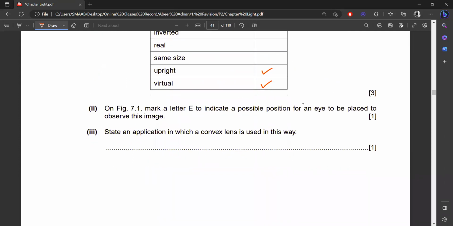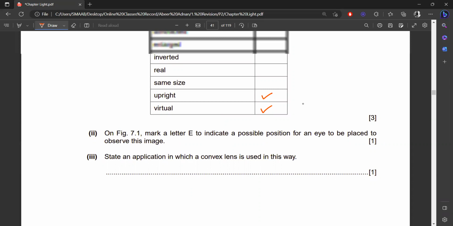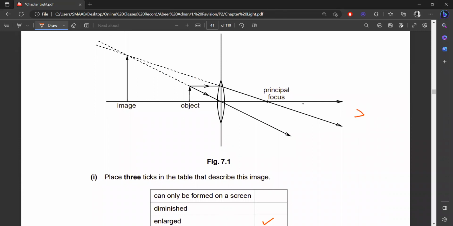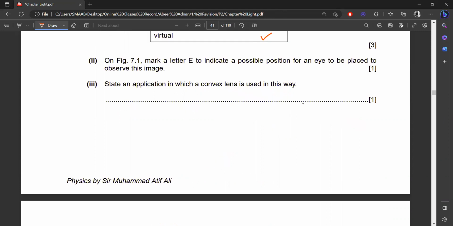Now on figure 7.1, mark a letter E to indicate a possible position for an eye to be placed to observe the object. So again, we know that we have to place the eye on the right hand side. State an application in which a convex lens is used in this way. So what is the application? Magnifier or magnifying glass, right? Telescope, microscope. So multiple options are there.